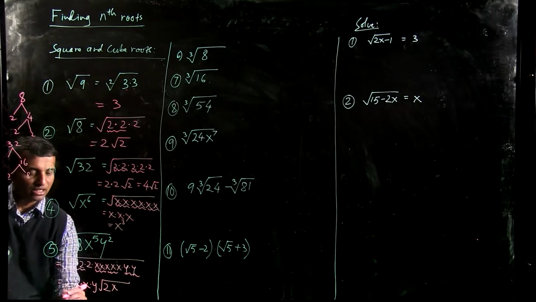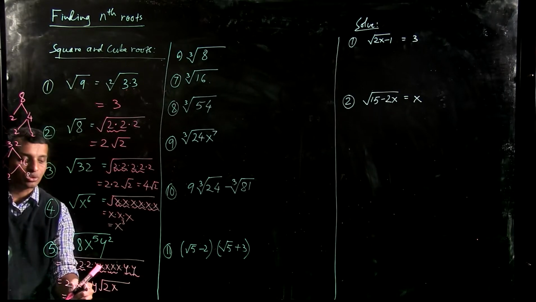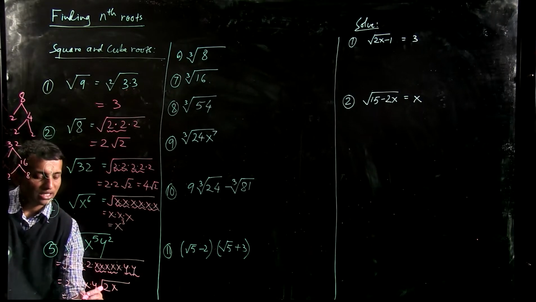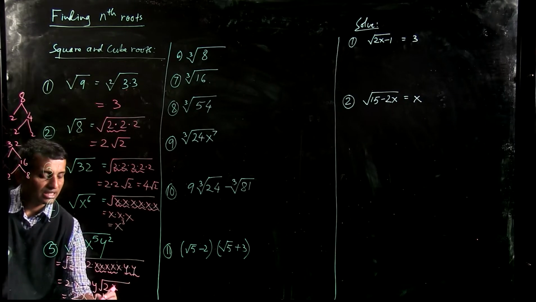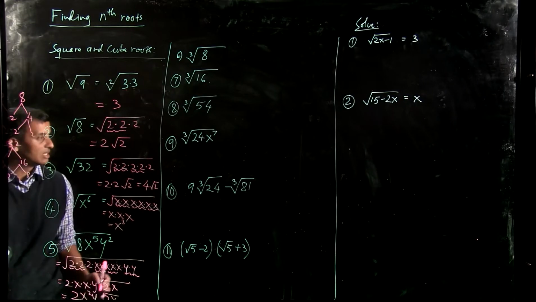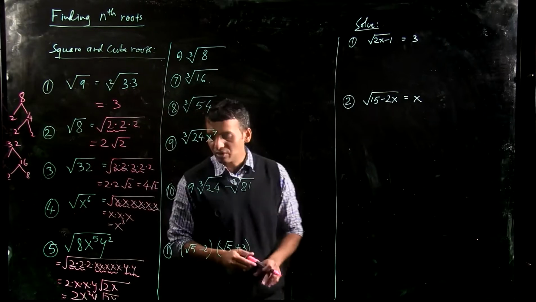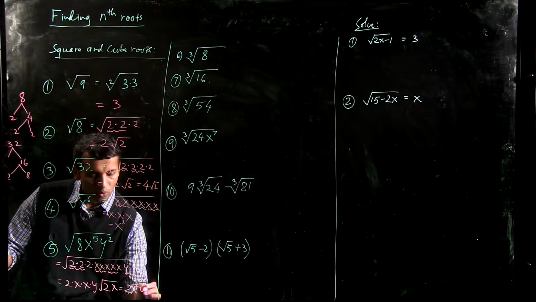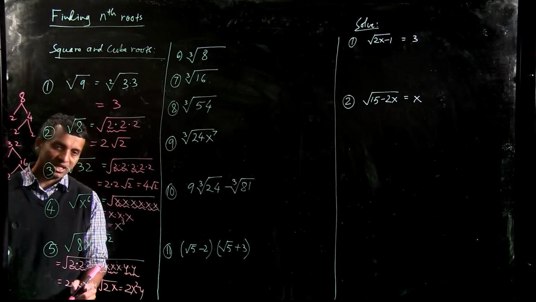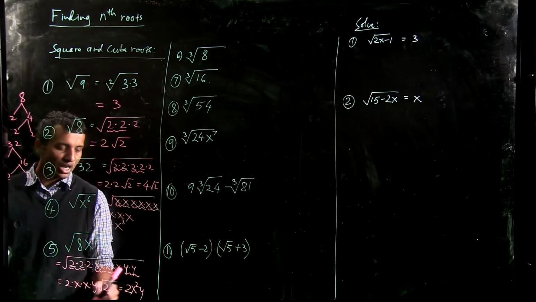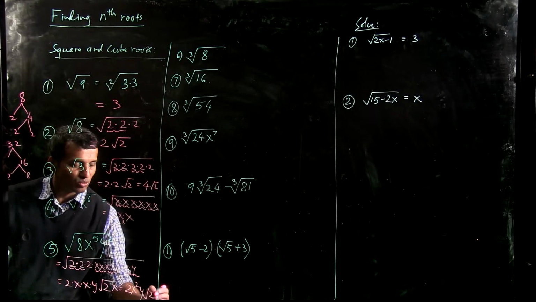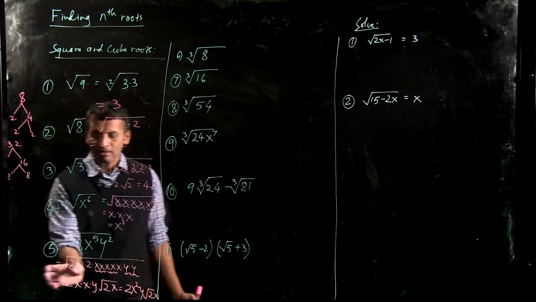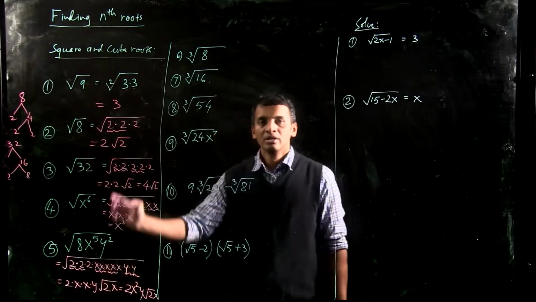So now multiply that. 2 times x times x is 2x squared, times y, so 2x squared y, and the square root of 2x is still there. So this is what we write: 2x squared y outside, because 2 times x times x times y is 2x squared y, and inside the root there is 2x. That's the final answer for number 5.